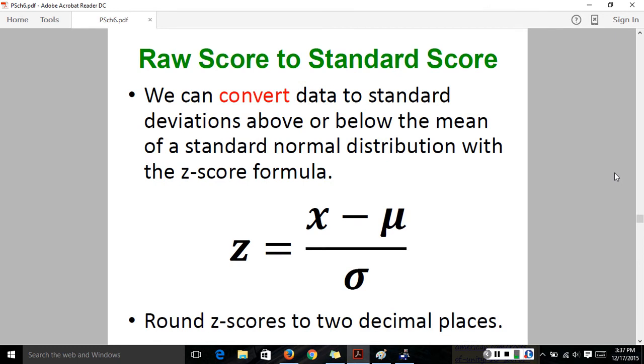Well, when we use a table, we can convert data to standard deviations above or below the mean of a standard normal distribution with the z-score formula. And here it is. Z equals x minus mu, all divided by sigma. And we typically round these to 2 decimal places. So I would take a raw score, a score that's non-standard, and convert it to a standard score using this formula. Once I've used the formula to convert it to a standard score, the process is exactly the same as it was for the standard normal distribution problems.